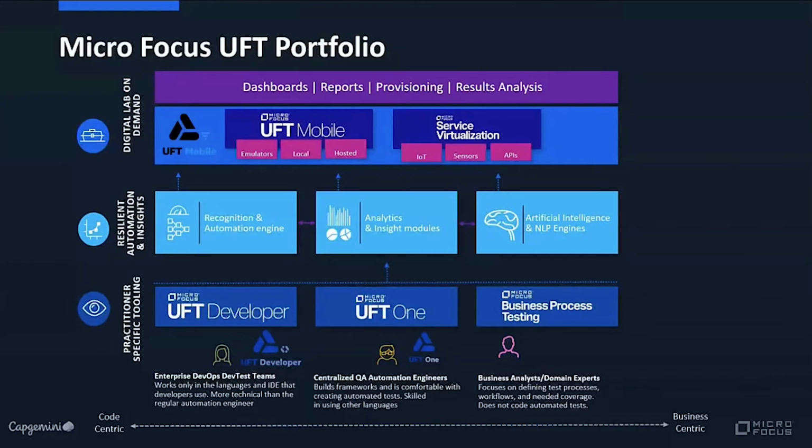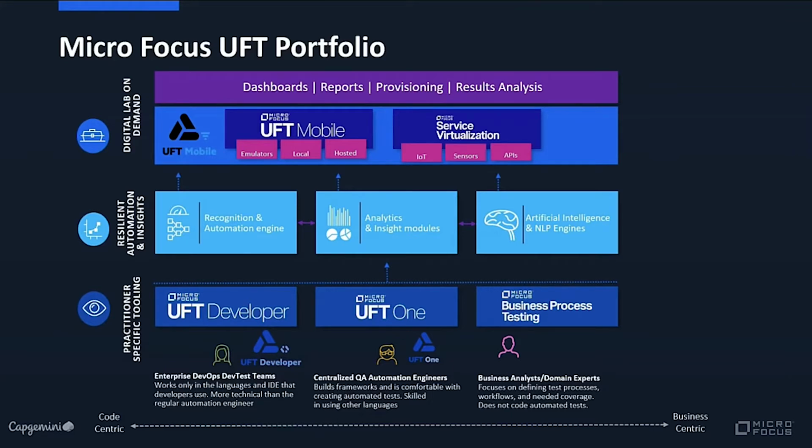Before we get into this discussion of intelligent test automation, let me start by providing a brief overview of our functional test portfolio. We have a range of solutions, ranging from code-centric to business-centric. On the left-hand side of the spectrum, for the shift left agenda, we have UFT Developer, which mainly caters to personas like enterprise DevOps or dev test teams who would love to work within their IDE and contribute to functional testing using the IDE, programming language, and test framework of their choice.